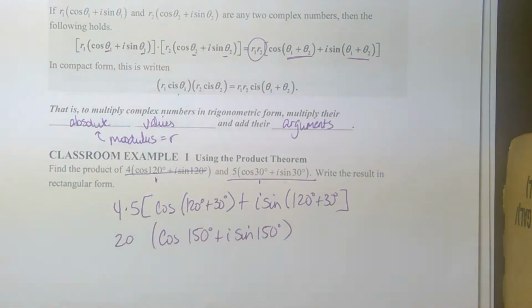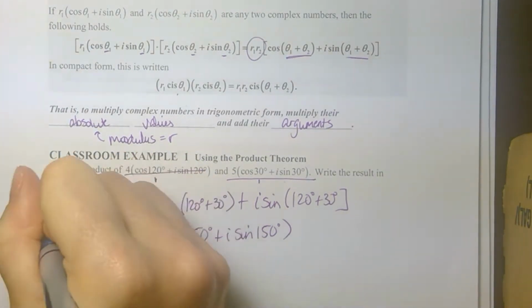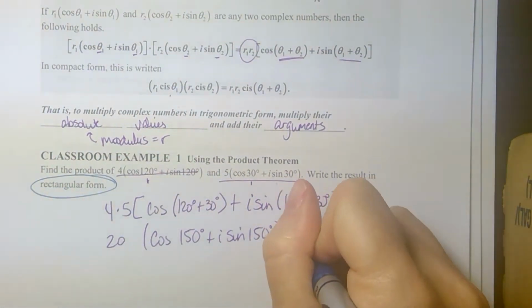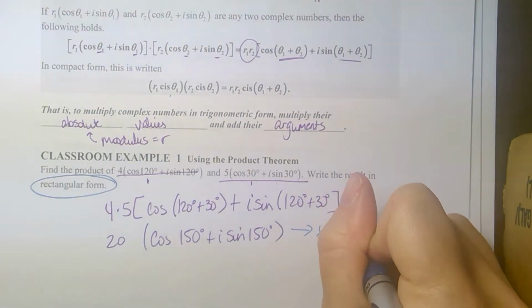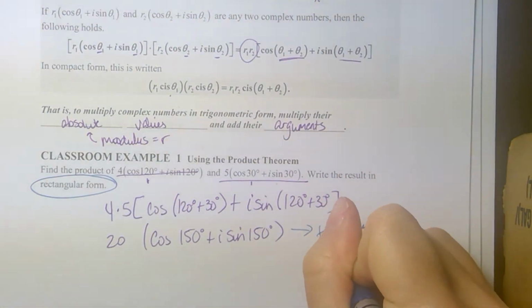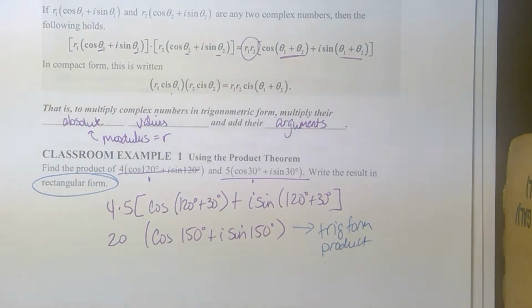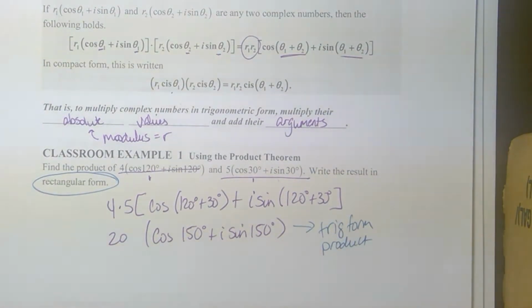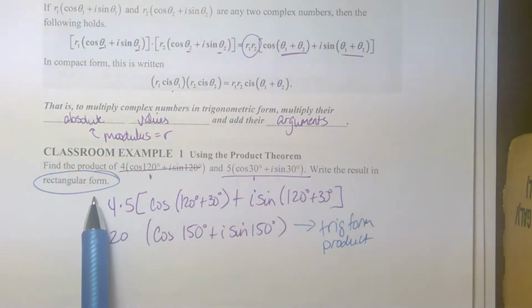And I'm told to give the result in rectangular form. This is my trig form. This is the product in trig form. So if I were able to stop in trig form, I'd be done. But I'm not able to stop in trig form. I'm supposed to go to rectangular form.